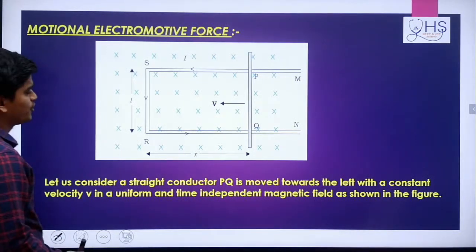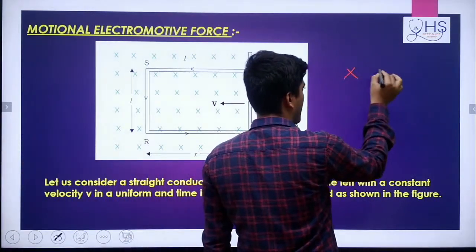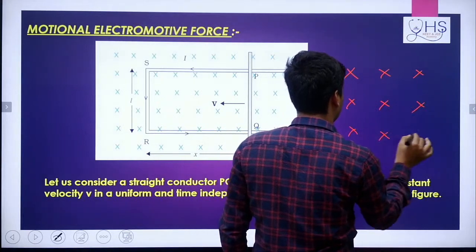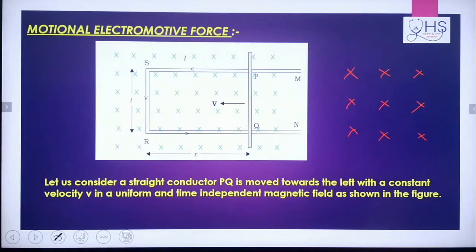So motional electromotive force. Actually, what is this one? Now here you have a magnetic field. Just first try to understand, then after we'll do the derivation and all. You have a magnetic field. In this magnetic field, what is happening?